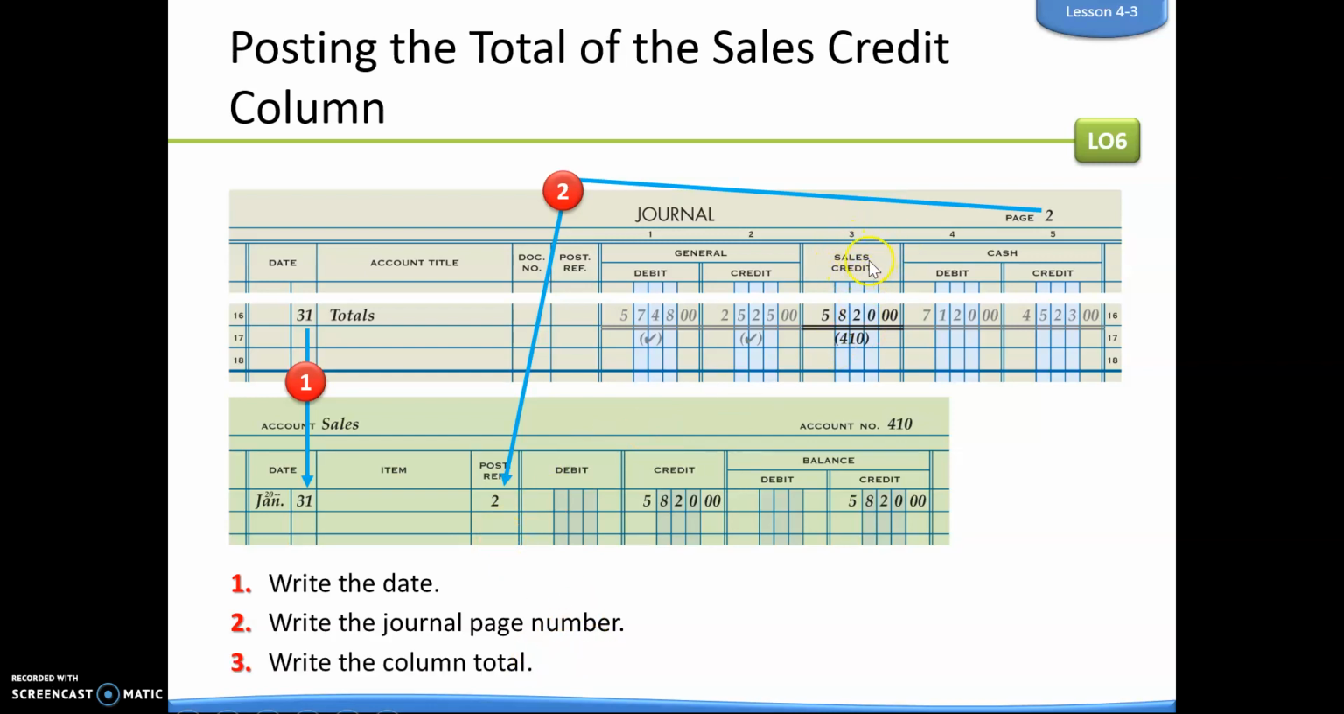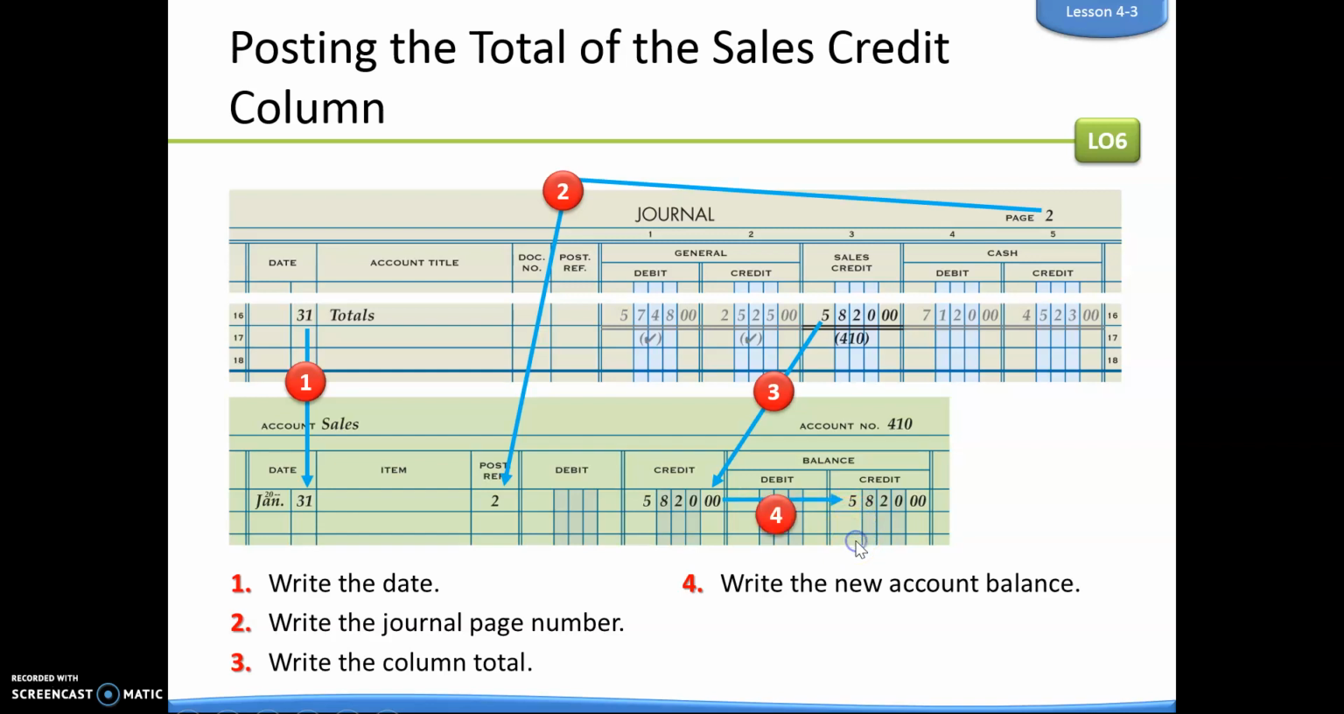Our sales has a credit, and that's what this is for, in case you forget, it's a sales credit column. So we put our 5,820 here. We dump that right into our credit column. And we transfer over our new account balance since there wasn't anything before that. So we have a balance in our sales account of 5,820.